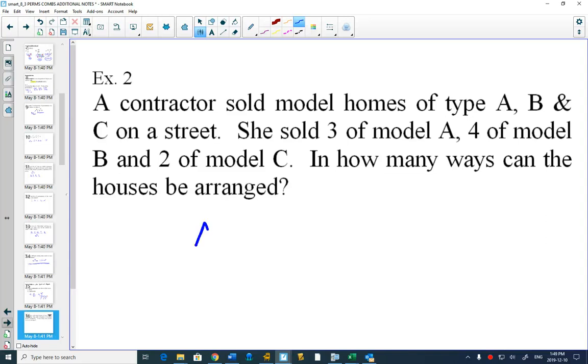I have 3 of model A, I can represent that with 3 A's, 4 of model B, 4 B's, and 2 of model C.